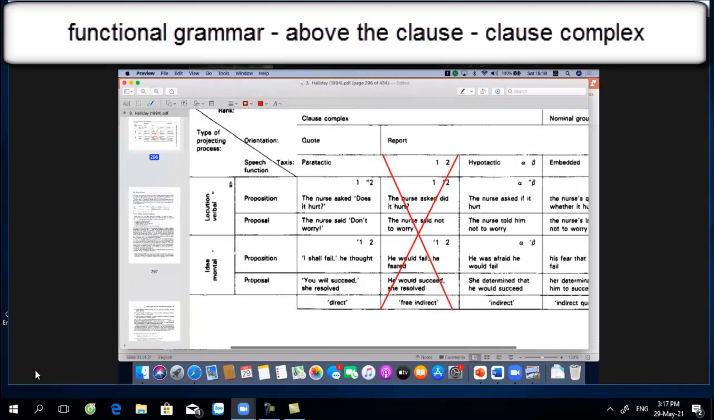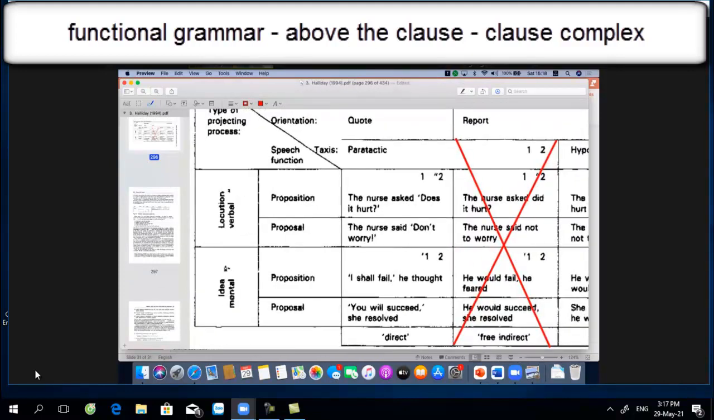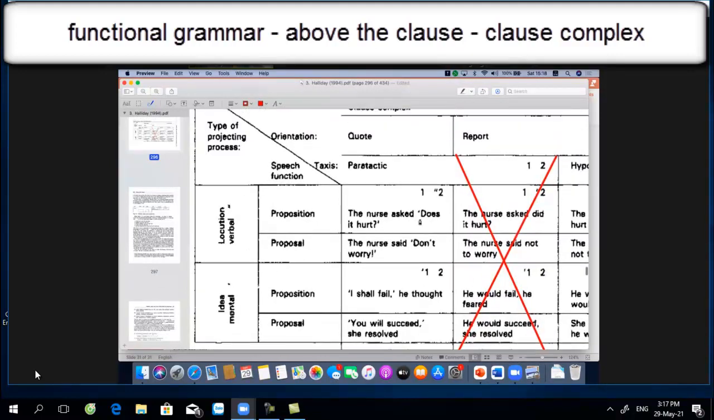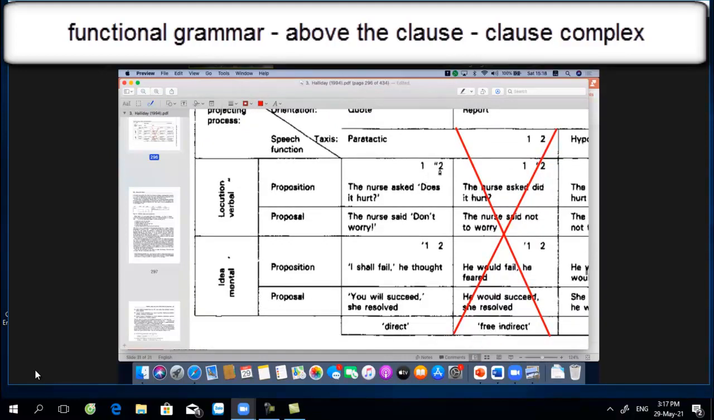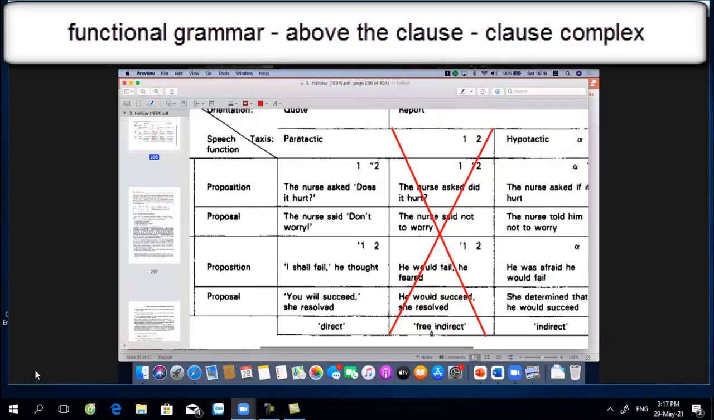So for verbal, you use double quotation. For mental, you use one quotation. If it is a direct speech, câu trực tiếp, we use 1 and 2. Vậy là sẽ là 1,2 cho cái phần verbal và 0,12 cho cái phần mental. Nếu mà cái phần projected đặt ở phía trước, I shall fall, he thought, we say 0,12. For free indirect, I think we shouldn't pay attention to that.